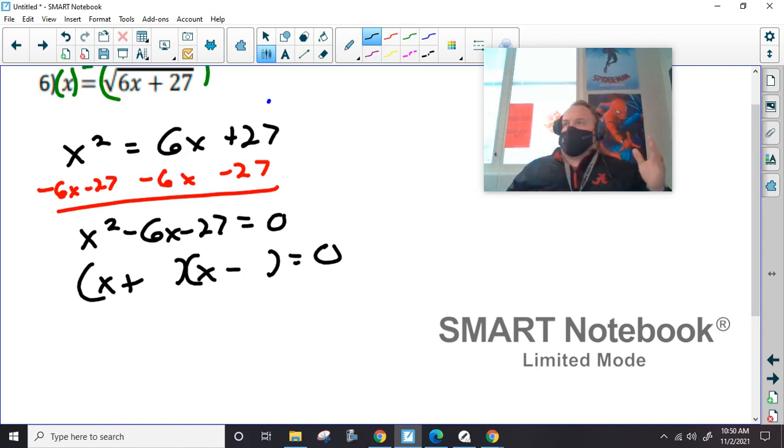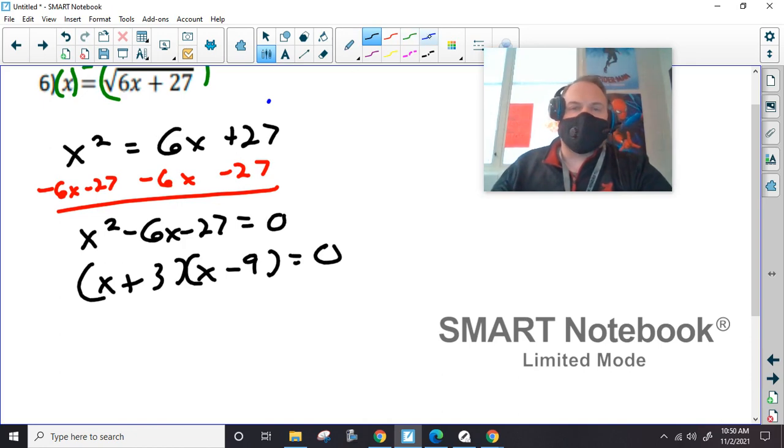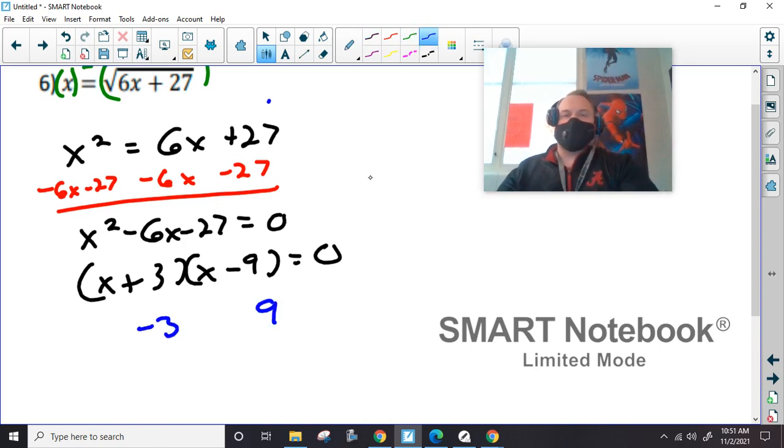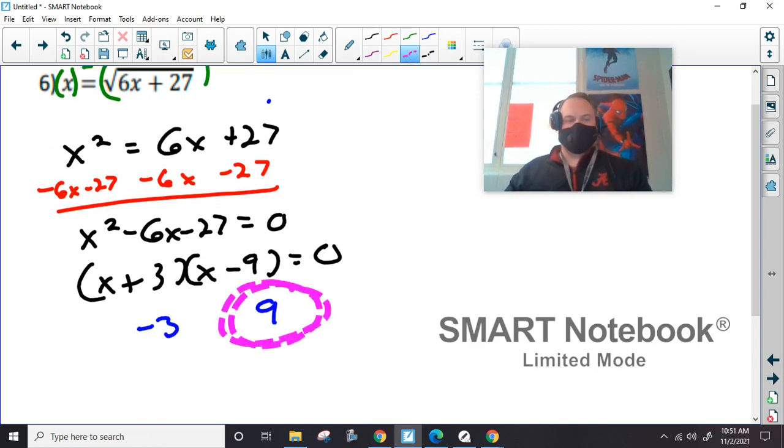All of these are set up for one of them to be positive, one of them to be negative. Okay, think about it. What are two numbers you know that will go in the 27? 9 and 3. Okay, so 9's going to go right here, 3's going to go right here. So when we solve this, we would get a negative 3 and a positive 9. Which is the one that we need? The positive 9. Okay, that's what we need.